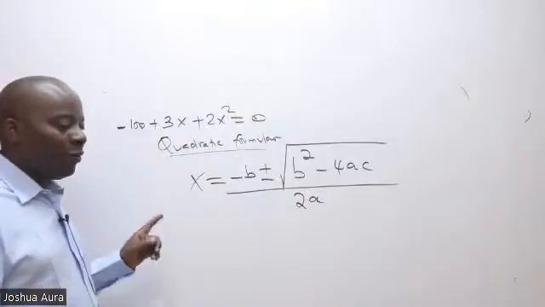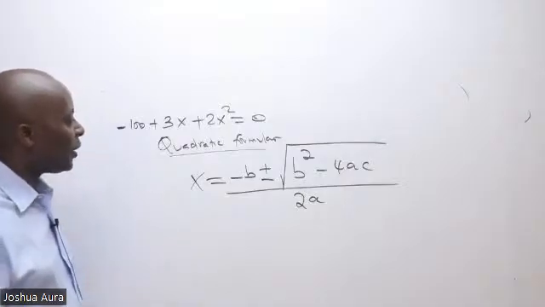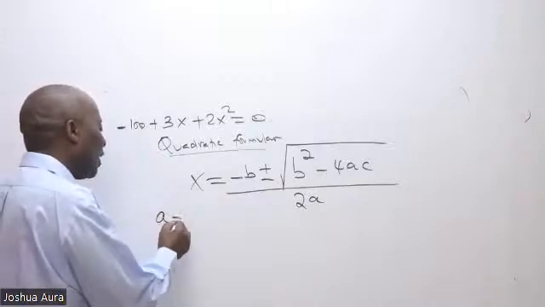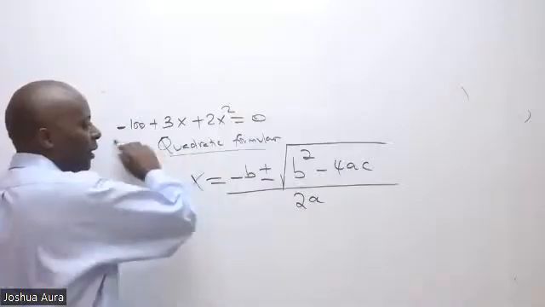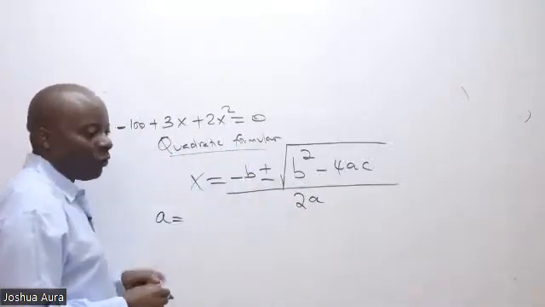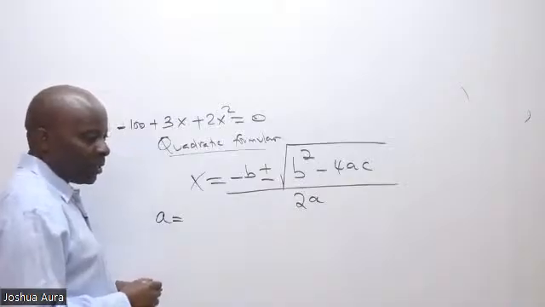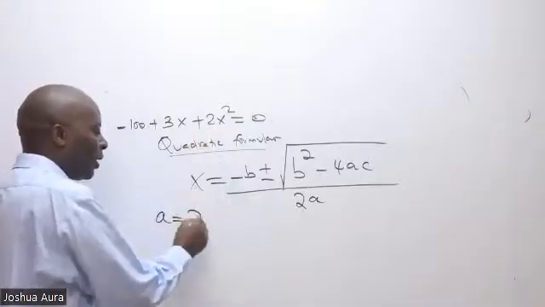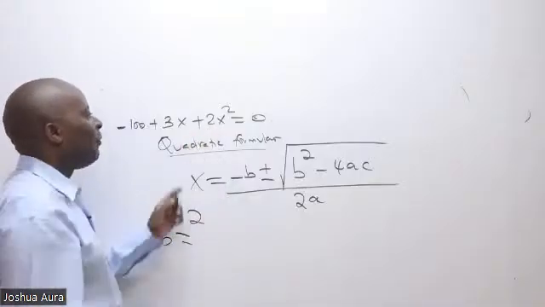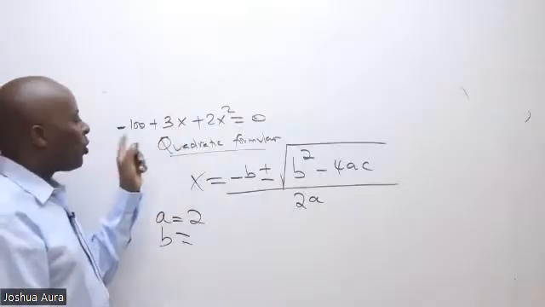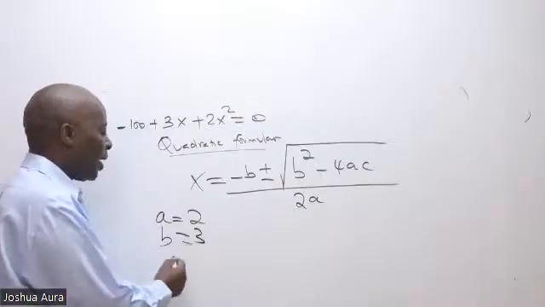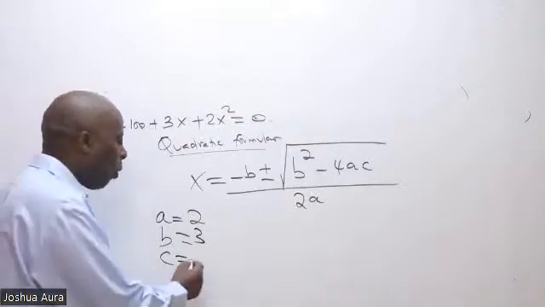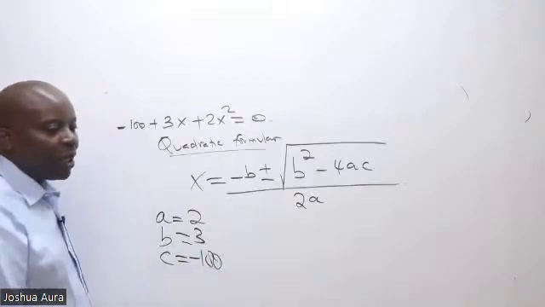Now you will be forced to remember something very important. Can somebody give me the value of a from this? A is the natural partner of x squared. The number that comes before x squared is 2. B is the number that comes before x, which is 3. C is the constant term, which in this particular case is minus 100.